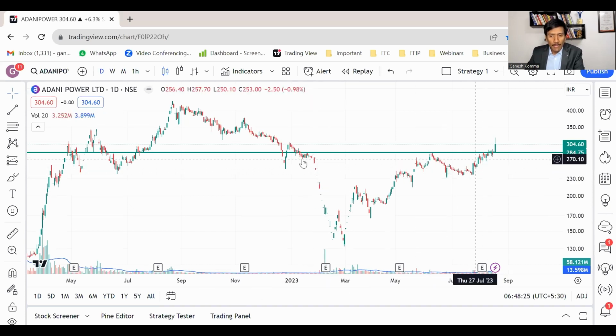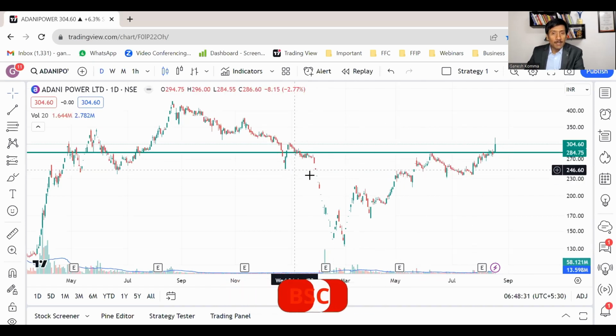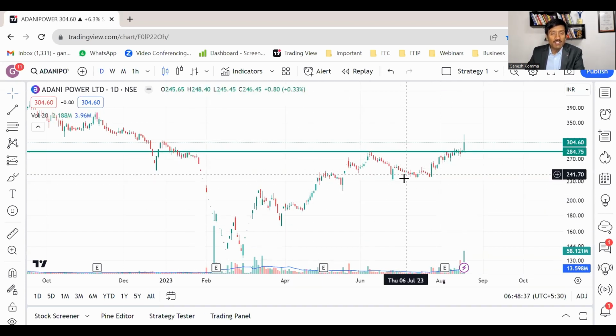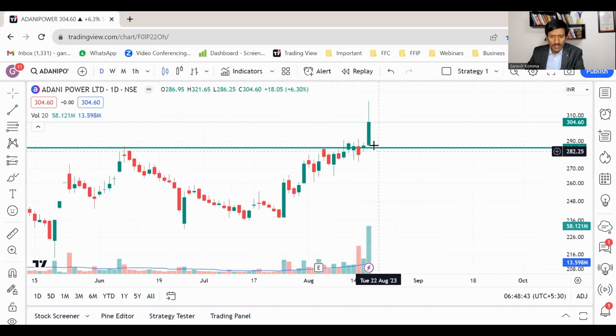And now, if you see, Adani Power is at almost an 8 months breakout, at around 284 levels. There is a small momentum coming, and this is what your normal candlestick analysis will tell you. And yes, the volumes, right?